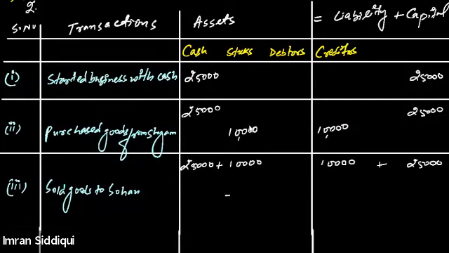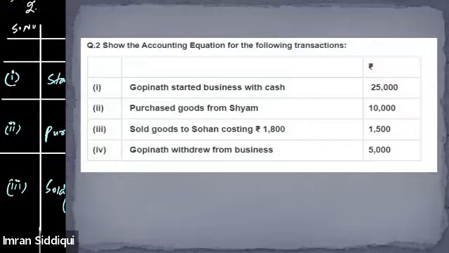The value of the stock that we have sold to Sohan was actually 1800, but we have sold goods to Sohan for rupees 1500. So basically we have given him a discount of 300. Everyone is able to understand that we have given a discount of 300 to Sohan. The goods which actually cost 1800, we sold to Sohan at 1500. So that means there is a loss on sale of goods. Right? Is that clear? Yes, sir.